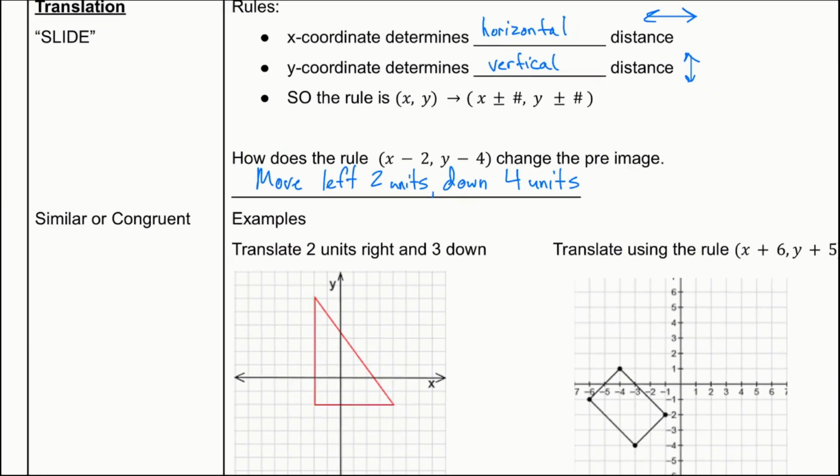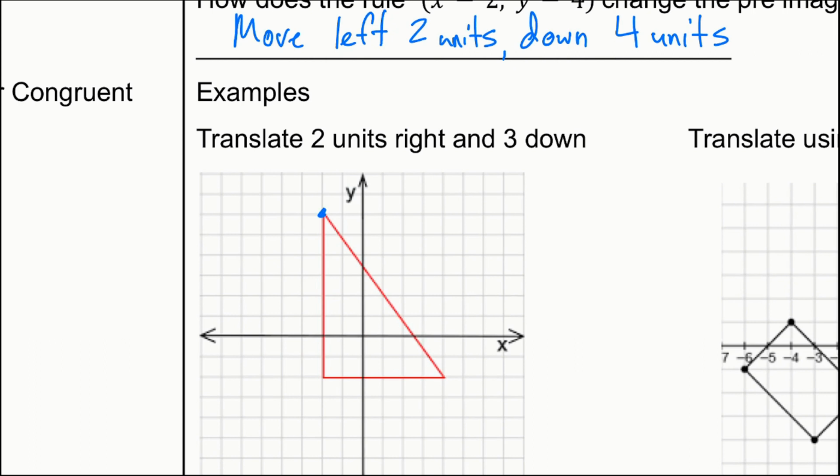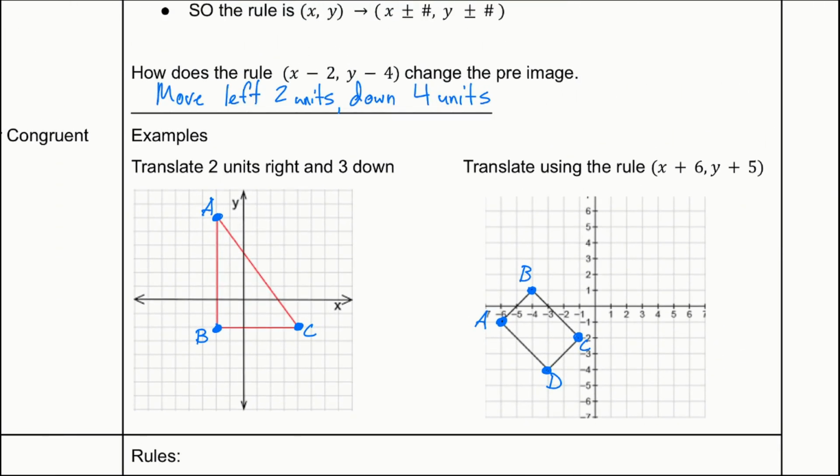Okay? So what I'd like for you guys to do is pause the video now, but before you do that, let me label some points here just so we know where we're going. So let's call this A, B, C, and then over here, this will be A, B, C, D. Okay, so go ahead and pause this video now and then translate both of these images.